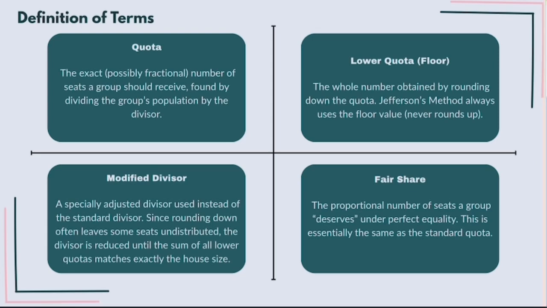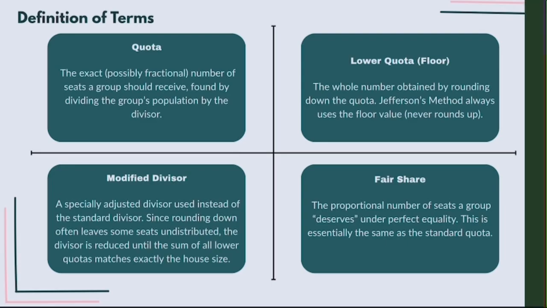For the seventh one, we have the modified divisor, a specially adjusted divisor used instead of the standard divisor. Since rounding down often leaves some seats undistributed, the divisor is reduced until the sum of all lower quotas matches exactly the house size. And for our last one, we have the fair share, the proportional number of seats a group deserves under perfect equality. This is essentially the same as the standard quota.